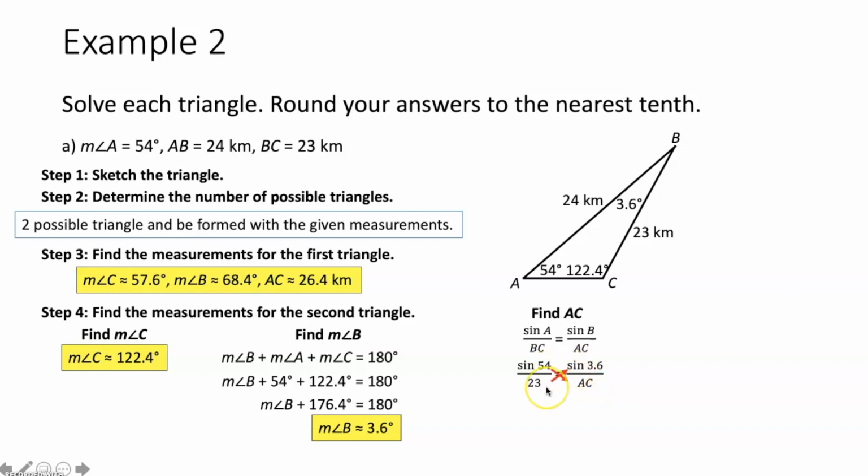We're going to multiply across, set the two products equal to one another, and solve for the measure of segment AC. So to do that, all we have to do is divide both sides by sine of 54, plug this in our calculator over here, and we get that the measure of segment AC is approximately equal to 1.8 kilometers. So we have now found the missing measurements for triangle ABC in our first triangle and in our second triangle, because the given measurements produce two possible triangles. So we need to find the measurements for both of those triangles, which is what we just did.